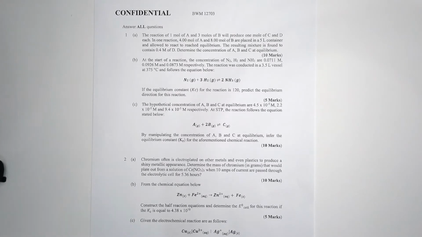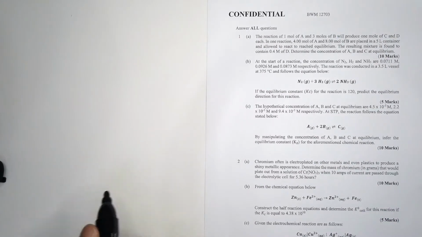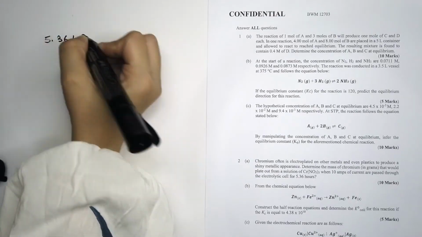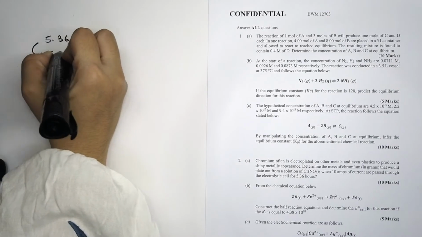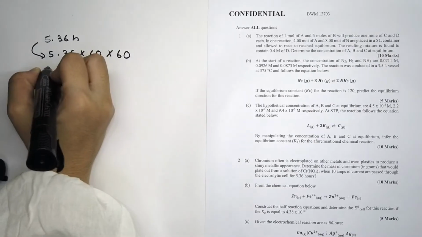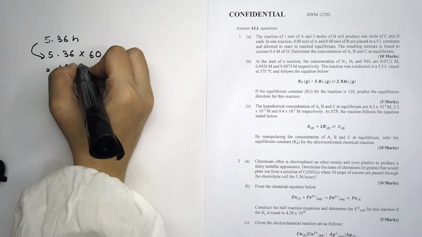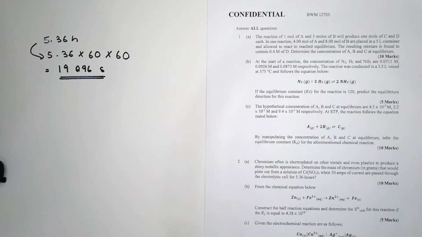So how are you going to do this? You need to first convert the time from hours to second. So given to you is 5.36 hours. So this one you need to convert to seconds. So 5.36 times 60 minutes times 60 seconds. So you shall get 19,296 seconds. So this is the duration being used in this particular experiment.